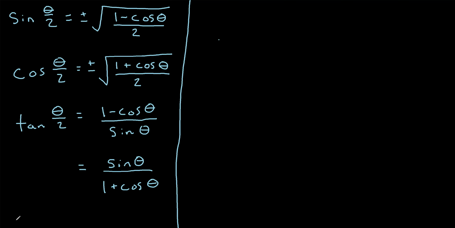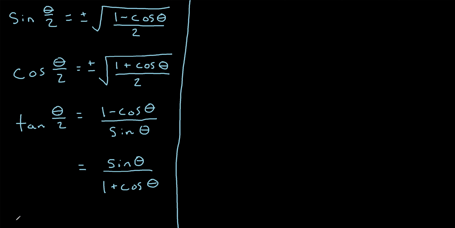In this video, we'll talk about how to use half-angle formulas in trigonometry. So I've written out each of the half-angle formulas over here. We have the sine of theta over 2 is equal to plus or minus the square root of 1 minus cosine of theta divided by 2. The next one is the cosine of theta over 2 is equal to plus or minus the square root of 1 plus cosine of theta divided by 2.